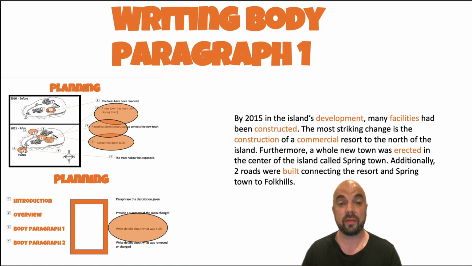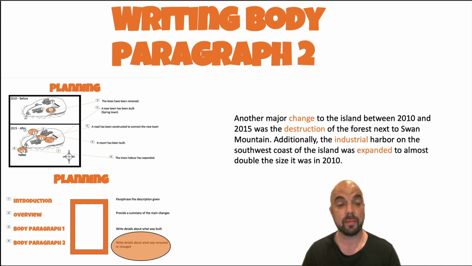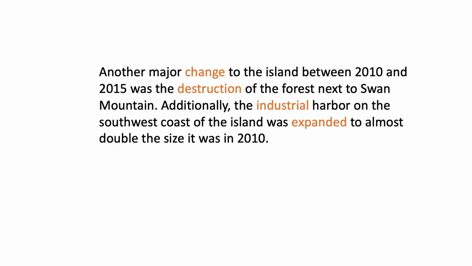So moving on, we can see that body paragraph 2 is the same, but this time we need to write about what was removed or changed, and we can see that the harbour has expanded and the trees have been removed. Another major change to the island between 2010 and 2015 was the destruction of the forest next to the Swan Mountain. Additionally, the industrial harbour on the southwest coast of the island was expanded to almost double the size it was in 2010.